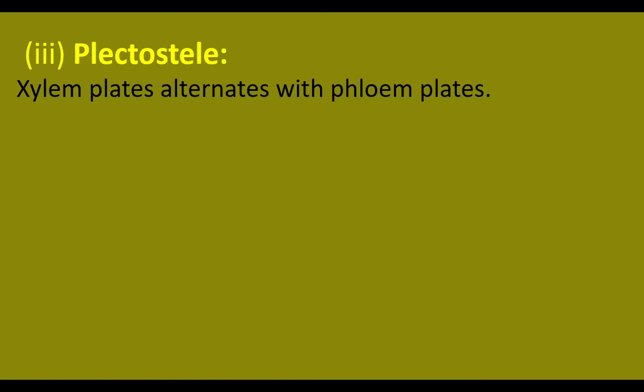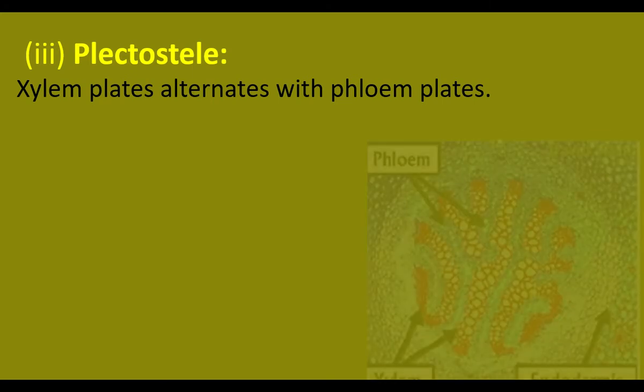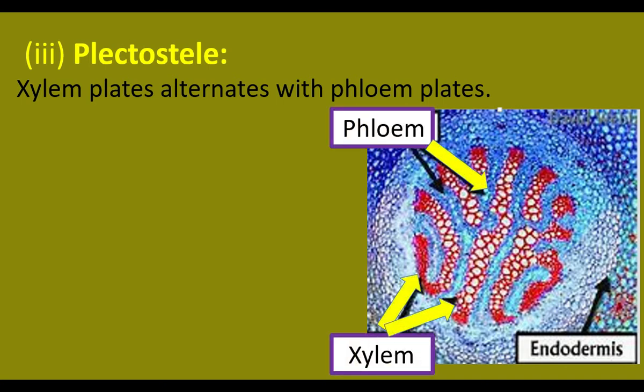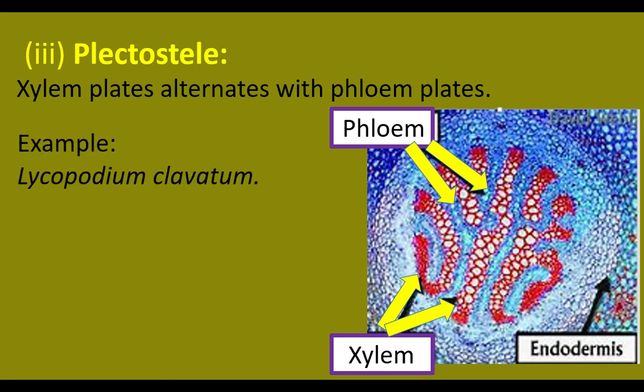Plectostele. Xylem plates alternate with phloem plates. Xylem is arranged in the form of plates. Here the red color xylem plates alternate with phloem plates. Example, Lycopodium clavatum.